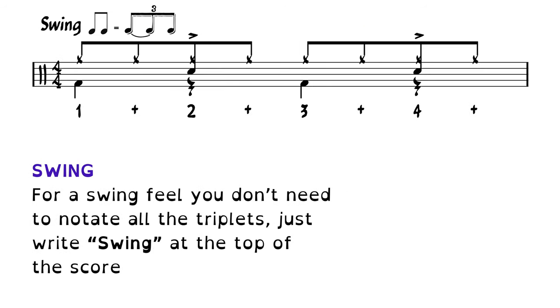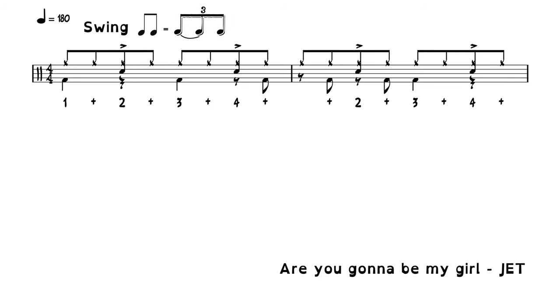When notating swing in sheet music, we don't need to write the triplets in or put it in a compound time signature. We can keep it in common time, but simply put the term swing at the top of the chart. That will direct the musician to play all the eighth notes swung. Okay, so at this slower tempo, it basically sounds like another shuffle or compound time signature. But where swing really takes off is at faster tempo, so we'll just double the tempo now and you can hear the swing groove in action in a rock beat.